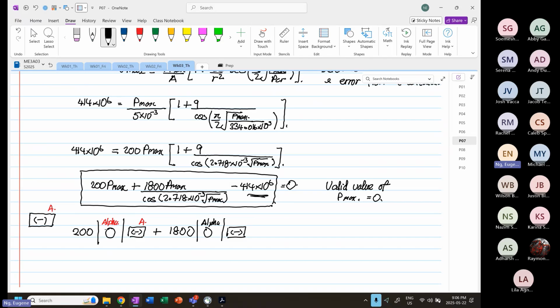So you press 200 times shift or alpha A, okay, plus 1,800 times alpha A, alpha A, and then divide by cosine, then bracket 2.718 power minus 3 times square root, okay, A, close bracket, minus 414 power 6, okay.